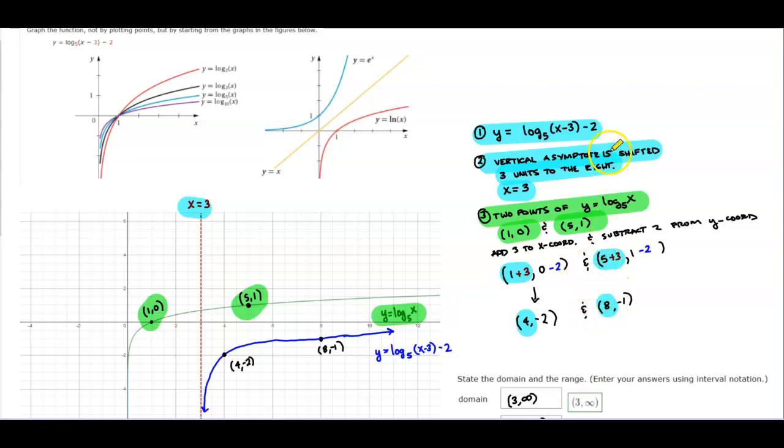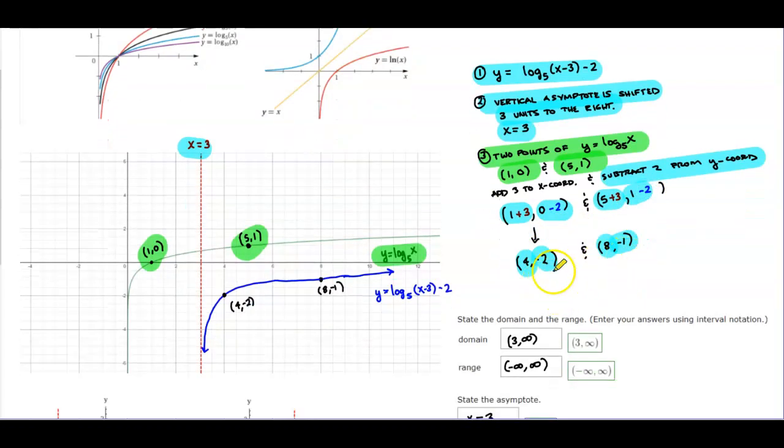Okay, and then because we're shifting it down 2 units, we're going to subtract 2 from the y coordinate. So we're going to take 0 minus 2, which is negative 2, and then 1 minus 2, which is negative 1. And so now we can go ahead and plot those points. So we plot (4, negative 2), and we can plot (8, negative 1), and then we connect those points, drawing a smooth curve. And so now we can state the domain and the range.